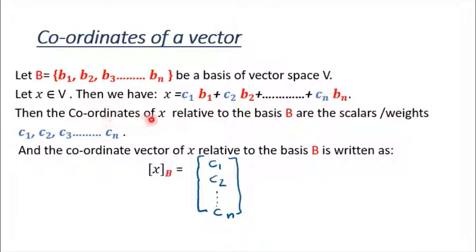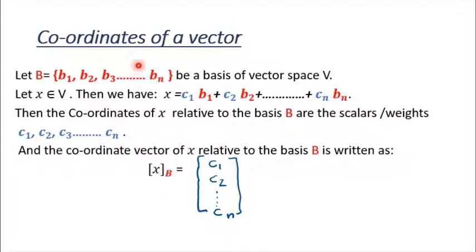Then the coordinates of x relative to the basis B are nothing but the scalars or weights c1, c2, c3 and so on cn. So whatever unique scalars you are getting, they are called coordinates of x, and the coordinate vector of x relative to the basis B is equal to c1, c2 and so on cn. It is written as a column vector. Coordinates means just scalars. Coordinate vector is a column vector. And these coordinates and coordinate vector are relative to the basis B.